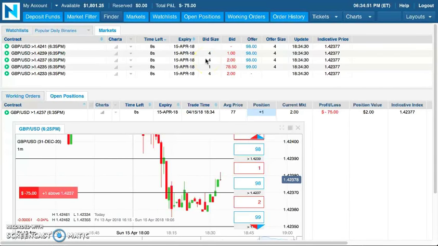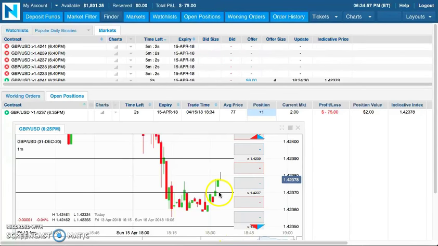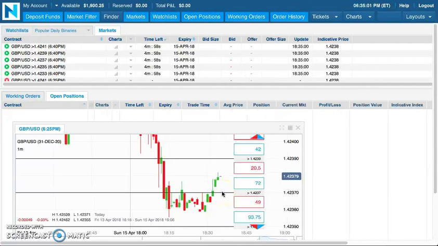Another 10 seconds remaining. Looking for price to remain above this line right here. And that's a winning trade. So we're starting off the week very nice. I believe this is day number 97.